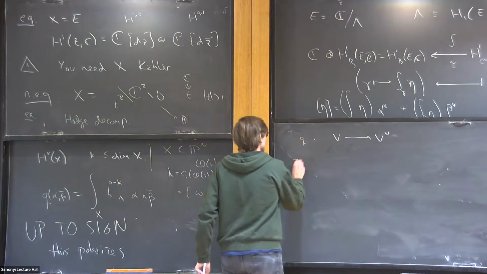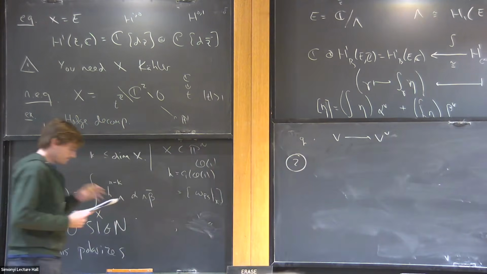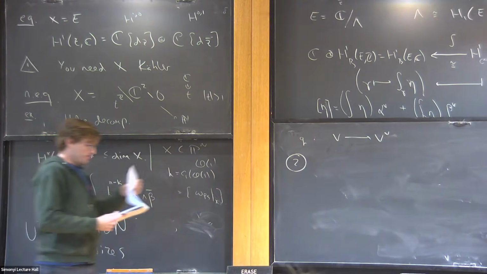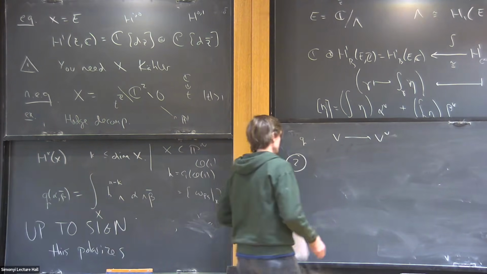Okay, so now I want to start talking about part 2. Namely, I want to talk about parameter spaces of Hodge structures.